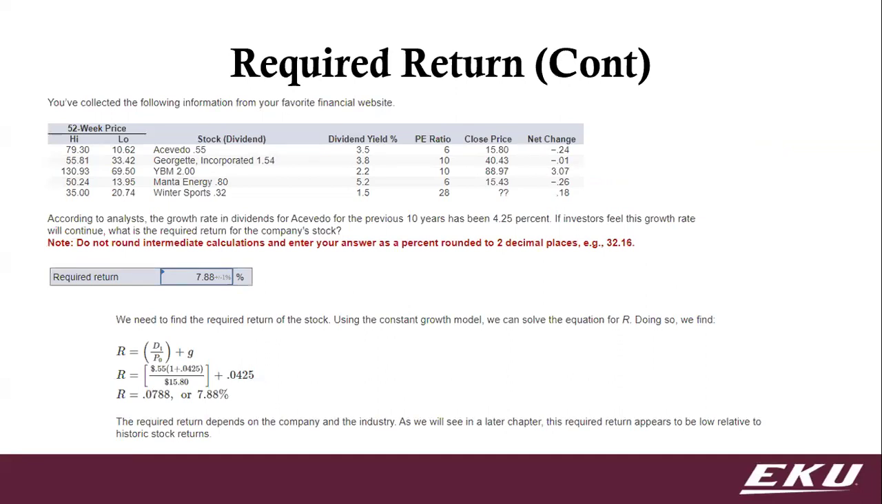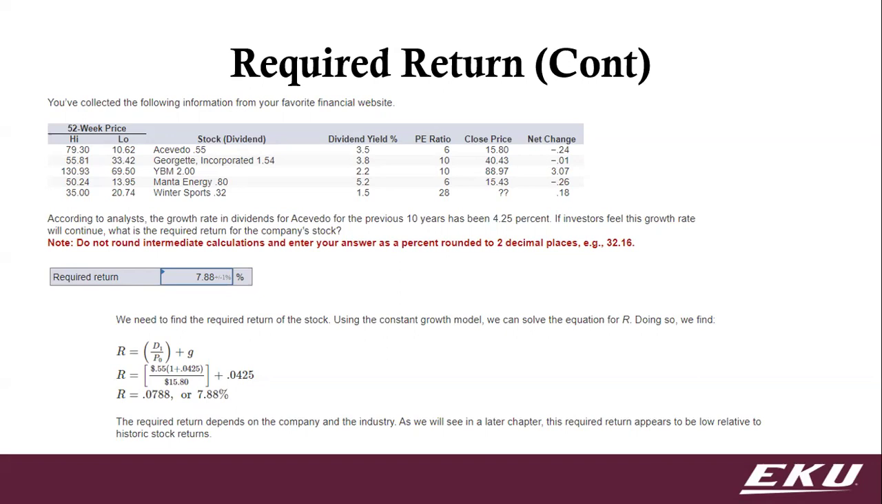Here's the same type of required return calculation, but again, this is the larger one showing the different stocks and all their yields and PE ratios, and we are looking at Acevedo company, and so we know that the growth rate for the last 10 years has been 4.25%. We continue that 4.25% growth will continue. So we know what the dividend, let's see, the last dividend that was paid was 0.55. See, it's next to the name, right? They give the dividend right next to it. But we know that that was the one just paid, right?